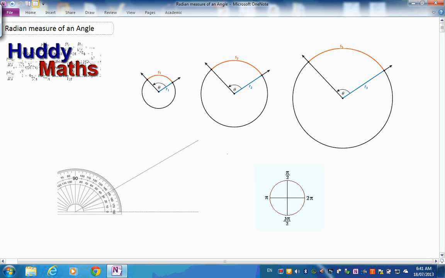Hi, welcome to the start of topic 3, trigonometric functions. But what's going on here? Radian measure of an angle? What's that? Oh, let's come down here.